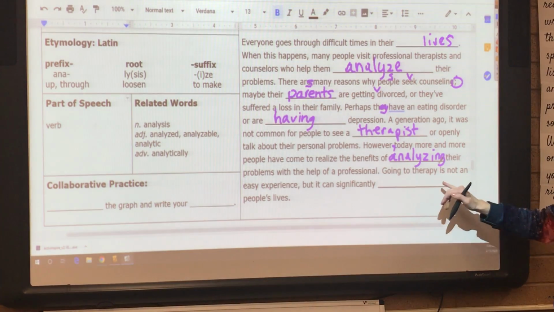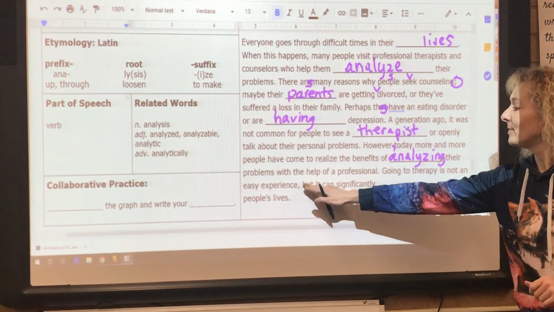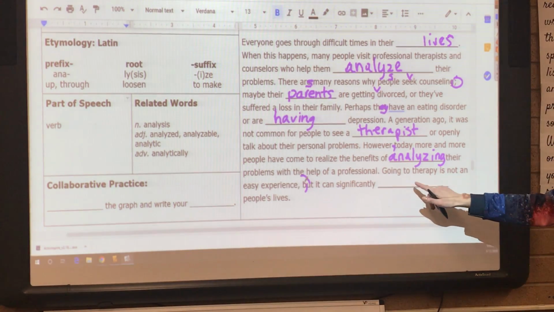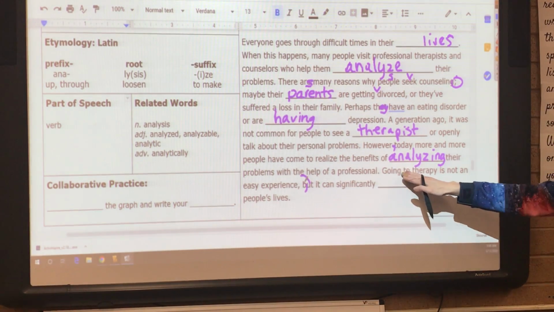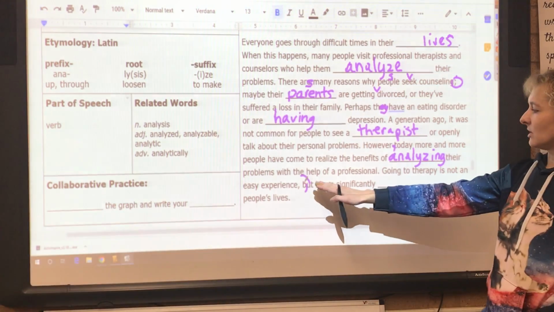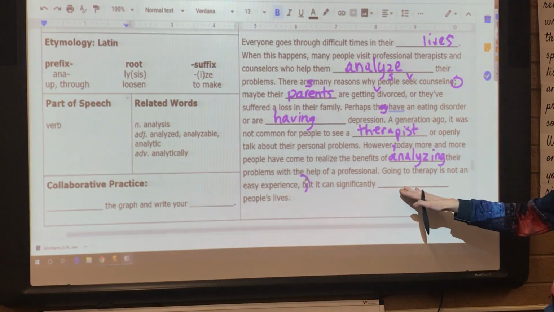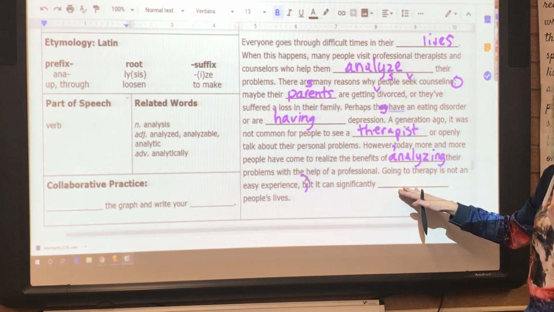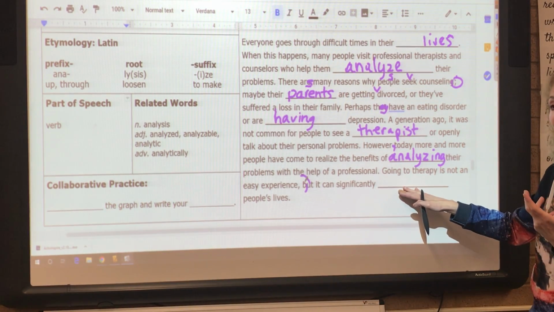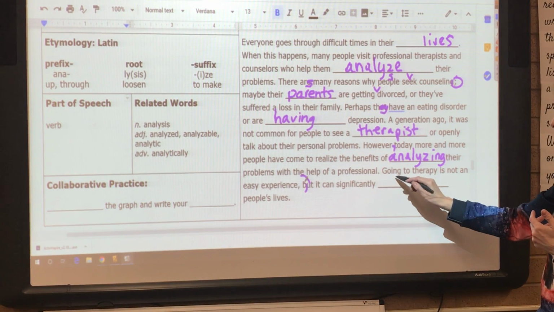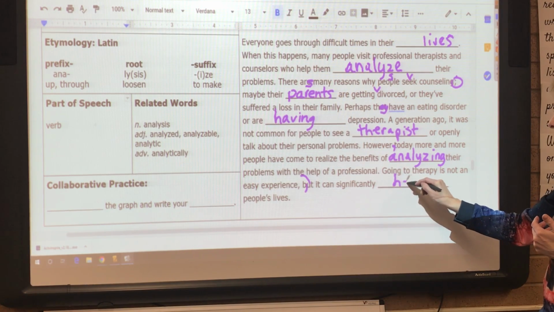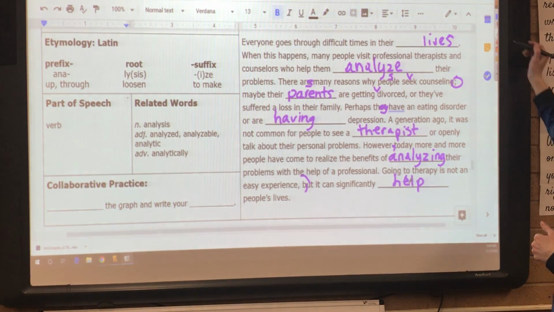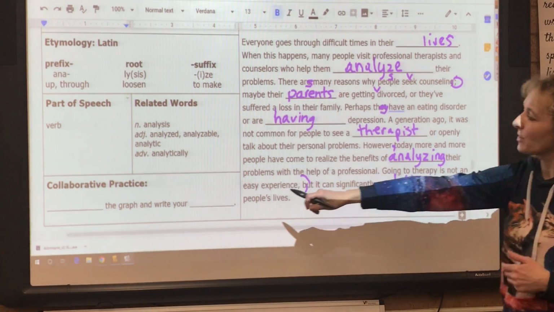Going to therapy is not an easy experience, comma, but. That's good, that's right. But it can significantly blank people's lives. Going to therapy is not an easy experience, but it can significantly change, help, thinking of previous words of the week, alter. I'm going to put help for right now, but you could put any of those other synonyms. Okay. Easy peasy.